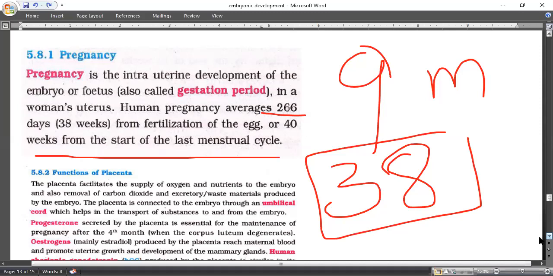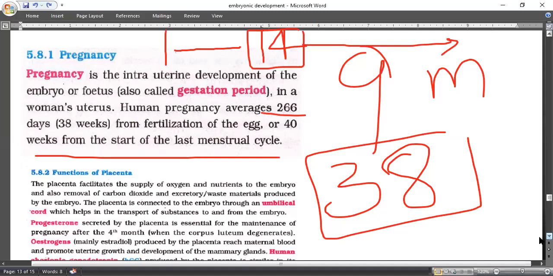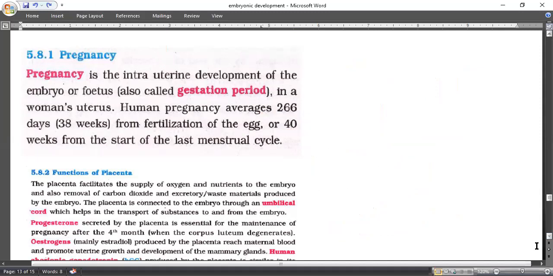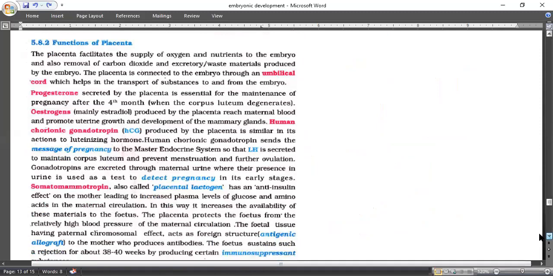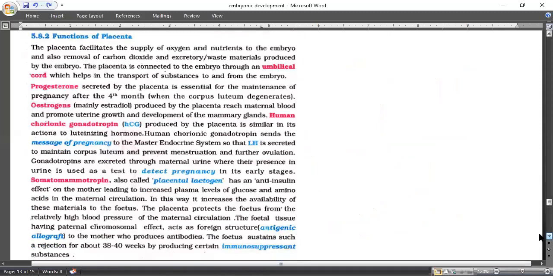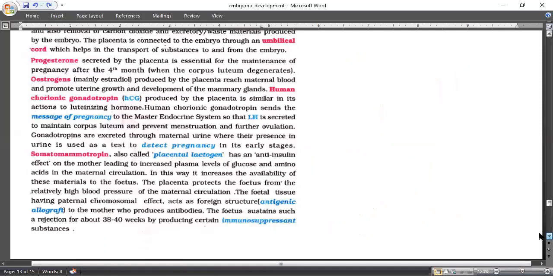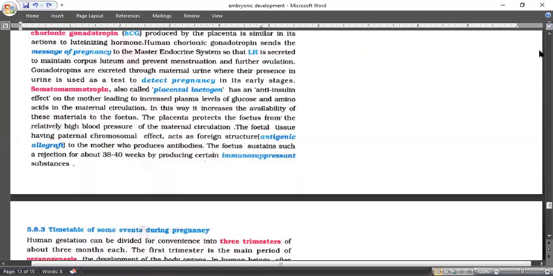You need to understand that once a menstrual cycle occurs, days 1 to 14 pass. On the 14th day, if fertilization occurs, from there 2 weeks were already left over, isn't it? Those 2 weeks are added here, so it is 40 weeks from the start of the last menstrual cycle. Think about this, you'll understand. Not much necessary, that many applications won't come, but think about it. Finally, the functions of the placenta. Okay, so let's take the functions of the placenta.